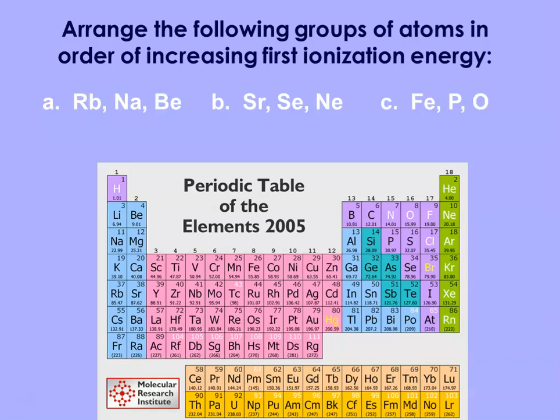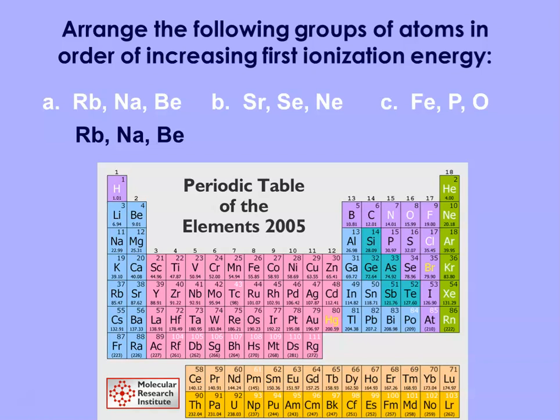As you get further away from your nucleus, you require less energy because there's less of an attraction for those electrons. So the one with the smallest ionization energy would be rubidium. The one that has its valence electrons closest to the nucleus would have the greatest ionization energy, which would be beryllium. Sodium would fall in between.